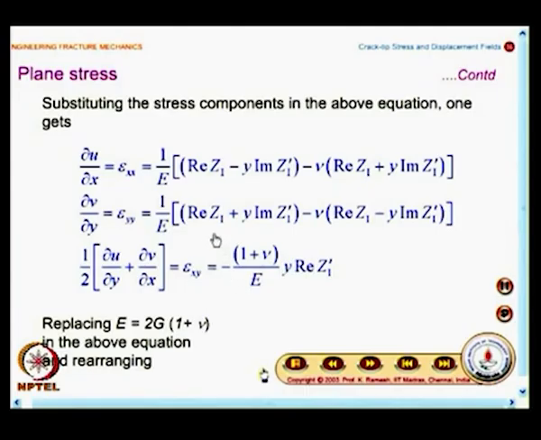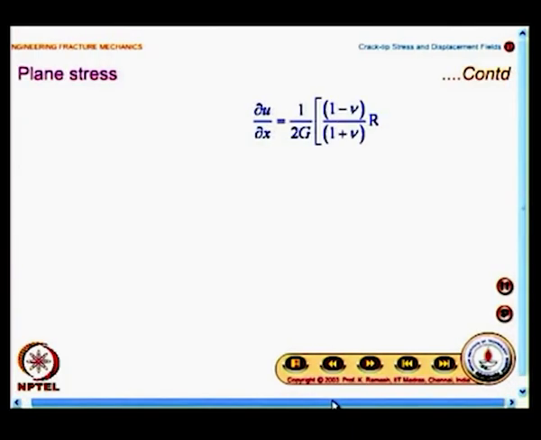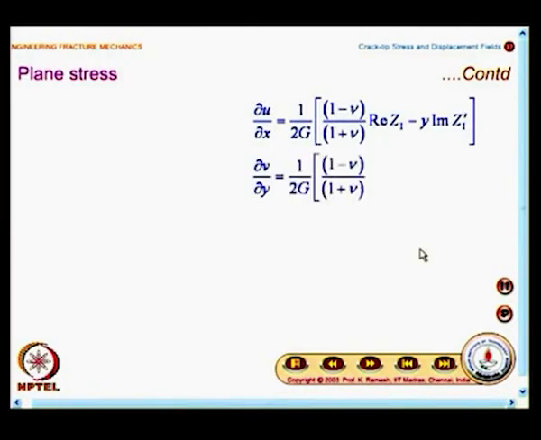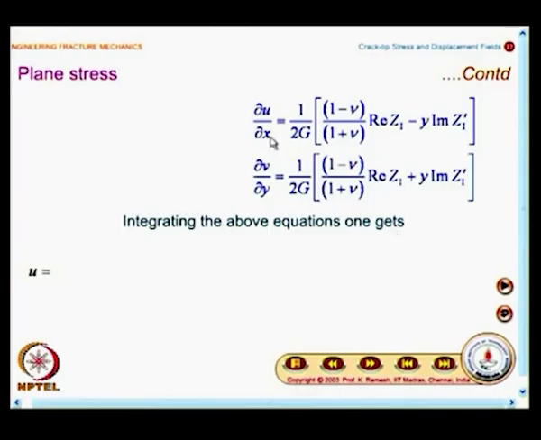Now what we will do is, instead of keeping this as Young's modulus, we will replace it in terms of G, that is what we are going to do in the next slide, and group the terms. So, what you have here is ∂u/∂x equal to 1 by 2G times (1 minus nu) divided by (1 plus nu) multiplied by real part of Z1 minus y imaginary part of Z1 prime. Then you have the expression for ∂v/∂y.